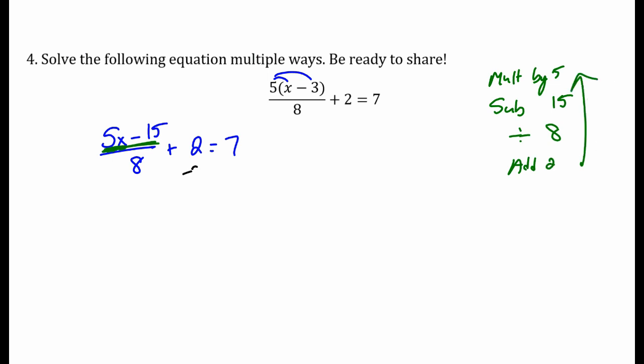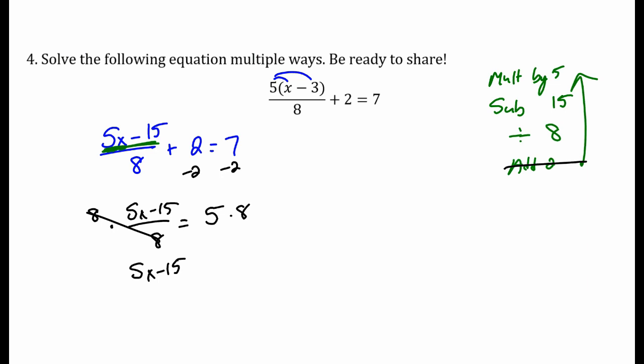So I'm going to subtract 2 and get (5x minus 15) over 8 equals 5. How do I undo that division? Now I need to undo that division. We undo division by multiplying. 5x minus 15. And what says I can multiply both sides of an equation by the same number and not change the solution set? That's the multiplication property of equality.